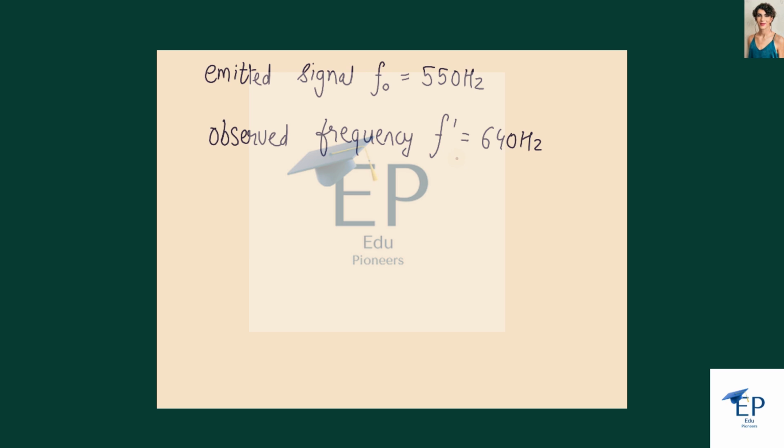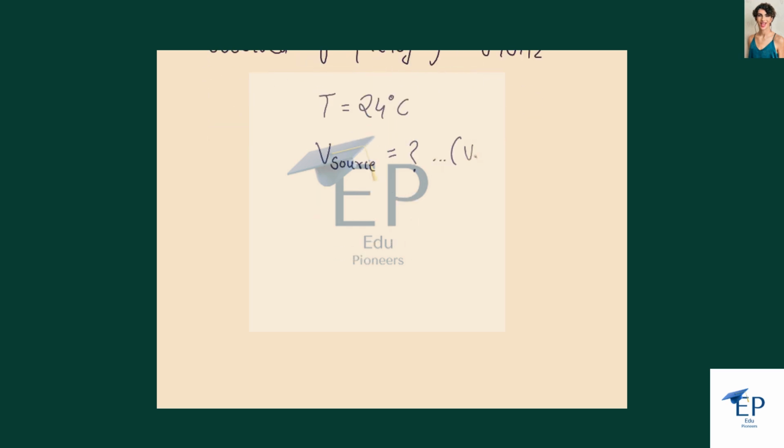This is observed by a stationary detector. Now the detector is stationary, so we will see what it means. If the outdoor temperature is 24 degrees Celsius, so T is equal to 24 degrees Celsius, how fast is the truck moving? So we have to find out the velocity of this truck. The velocity of the source, because now the truck is the source of these emitted sound waves. So we have to find out the velocity of the source, that is the speed of the truck.